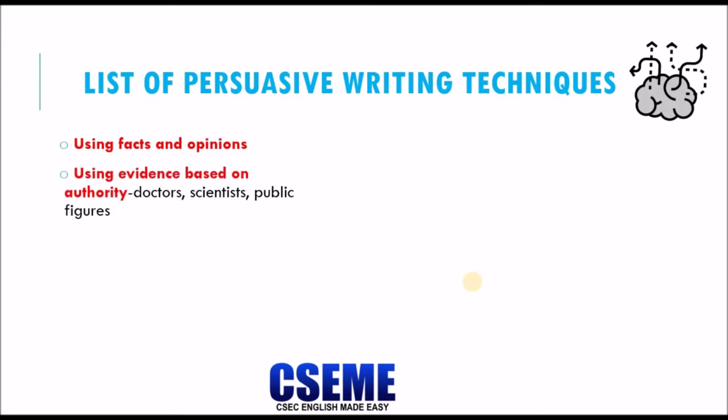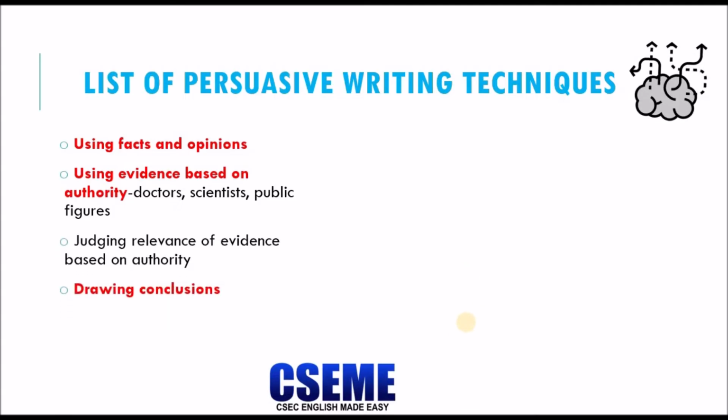Use of evidence based on authority, and when we talk about authority, we're talking about leaders in various fields. It could be doctors, scientists, a dentist, or public figures based on the topic that you're writing about. An authority that people might recognize in sports would be Usain Bolt. That's a very popular public figure. A person might say, okay, if Usain Bolt says this works, then I believe. So something to bear in mind.